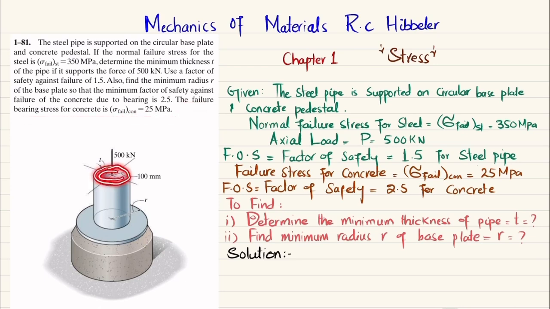So you can see this is the pipe having an axial load of 500 kilonewton. The outer radius is 100 millimeter and the inner radius is not known, and thickness T is also not known. And this is the base plate that is mounted on this concrete base. Clear? So we have been given all the data, so you have to find this thickness T and the minimum radius R of this base plate. So let's start with the solution.